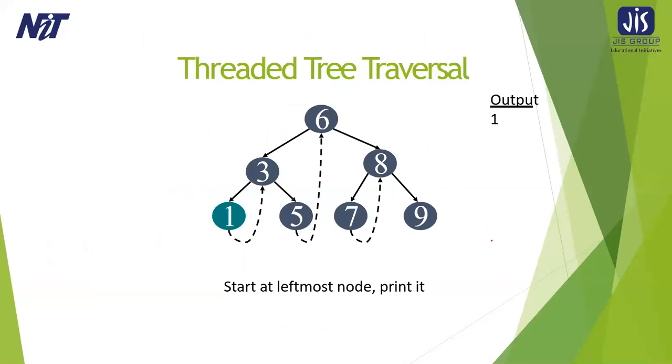Now take one example. This is my threaded tree. First we go to the leftmost node, that is 1. We start at the leftmost node and print it. Then we follow the thread to the right and print the node, that is 3. We have to print the 3.